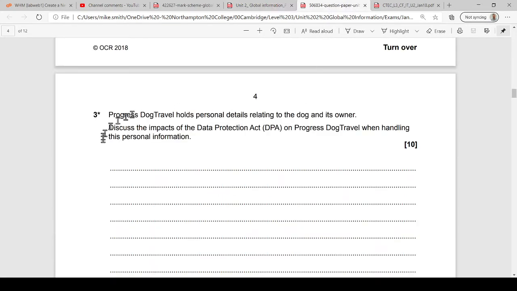Okay, so the question is asking us to discuss the impacts of the Data Protection Act on this company when handling personal information regarding the dog and the owner of that dog. So there is some expectation that you understand the Data Protection Act, that you understand the principles of the Data Protection Act, that you understand the role of the Information Commissioner when it comes to actually putting that Data Protection Act into practice and so on.